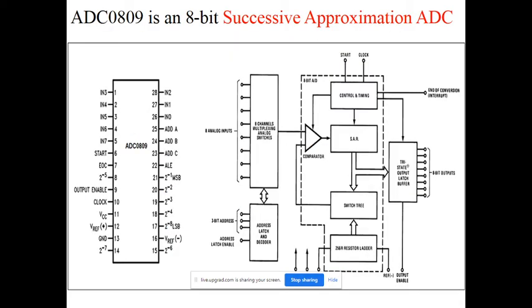Now this is the pin diagram of 0809. It is a 28 pin IC, and this is the internal structure of that ADC. It is an 8-bit ADC. One of the features of 0809 is that it has 8 analog channels. 8 analog inputs means 8 sensors you can attach at a time.